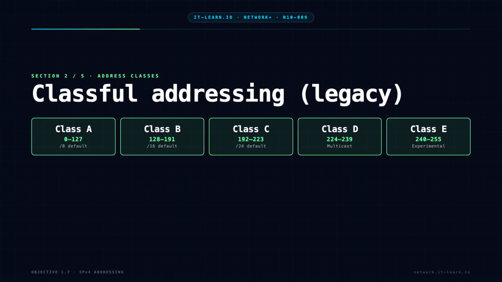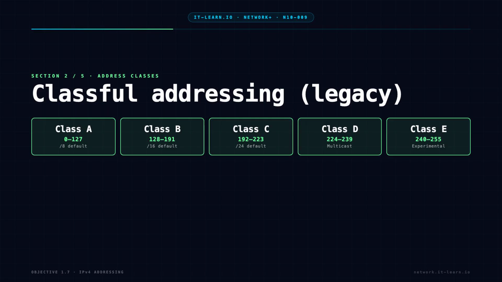192.0.0.0 to 223.255.255.255 with a default mask of 255.255.255.0 or /24. Class D addresses from 224.0.0.0 to 239.255.255.255 are reserved for multicast. Class E addresses from 240.0.0.0 to 255.255.255.255 are reserved for experimental use. While classful addressing is largely historical, understanding it provides context for modern addressing concepts.